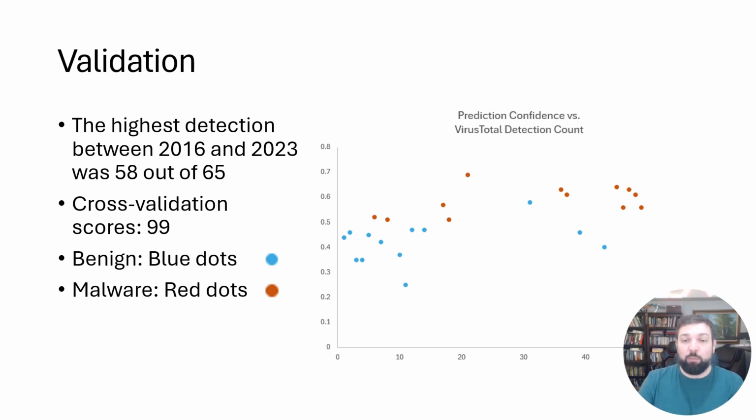Here we have the number of VirusTotal detections versus the confidence of the maliciousness of those documents. You can see here, several of them were mostly classified as blue, as benign, which is good. And the entire time there was a cross-validation score of 99. And most importantly, the most obviously malicious documents were classified as malicious.